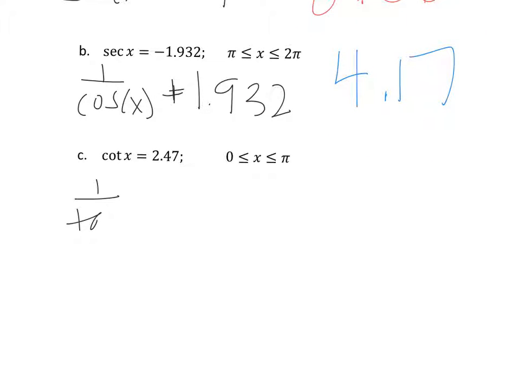Last one, 1 over tangent minus 2.47. X min is 0, x max is pi. Second trace to calculate, you want the zero of your function. Left bound, right bound. 0.385.